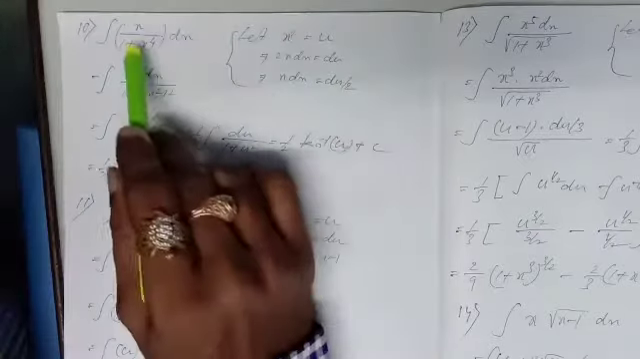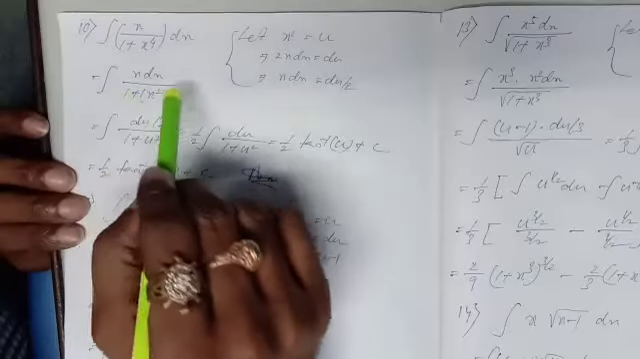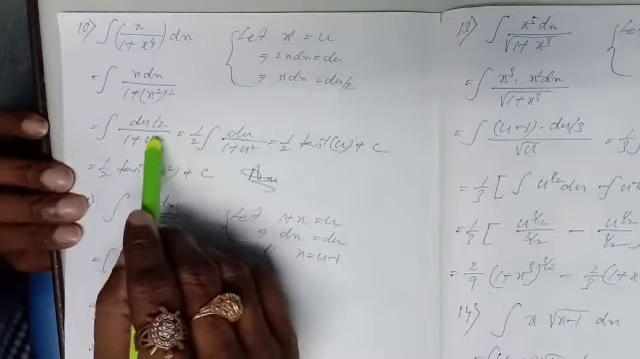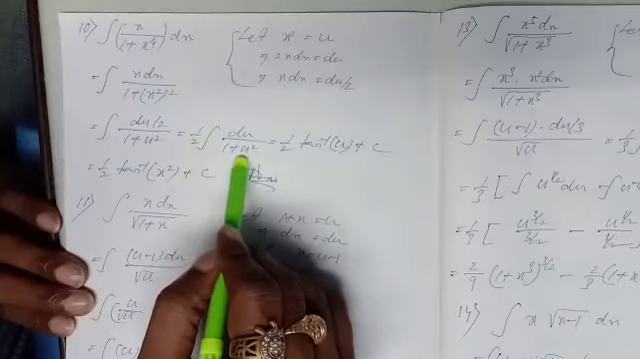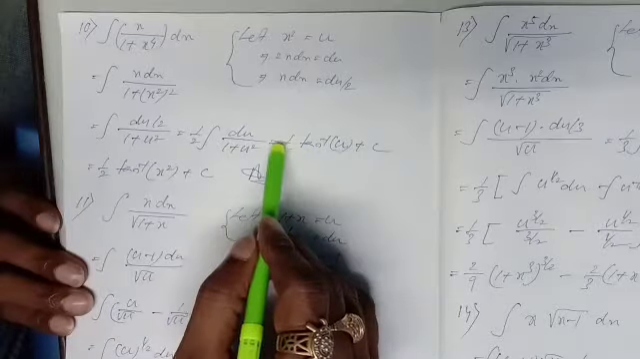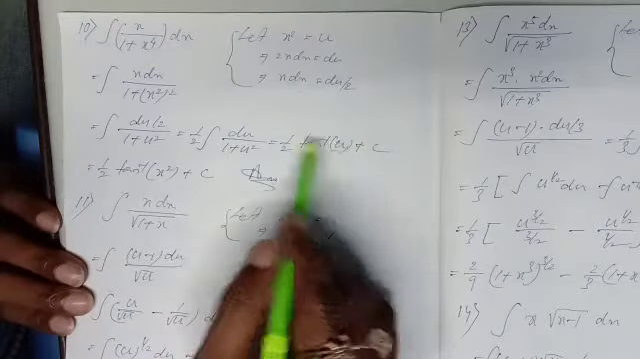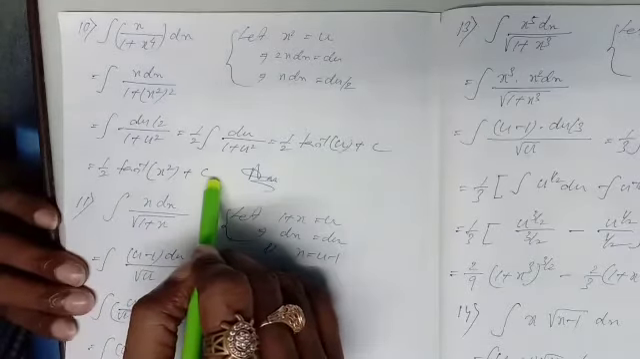Now put the value of x dx is equal to du by 2, and here 1 plus u square. Take 1 by 2 outside, du by 1 plus u square. The formula is tan inverse u. So what is the answer? Half tan inverse u means what? x square. 1 by 2 tan inverse x square plus c. This is the answer of number 10.